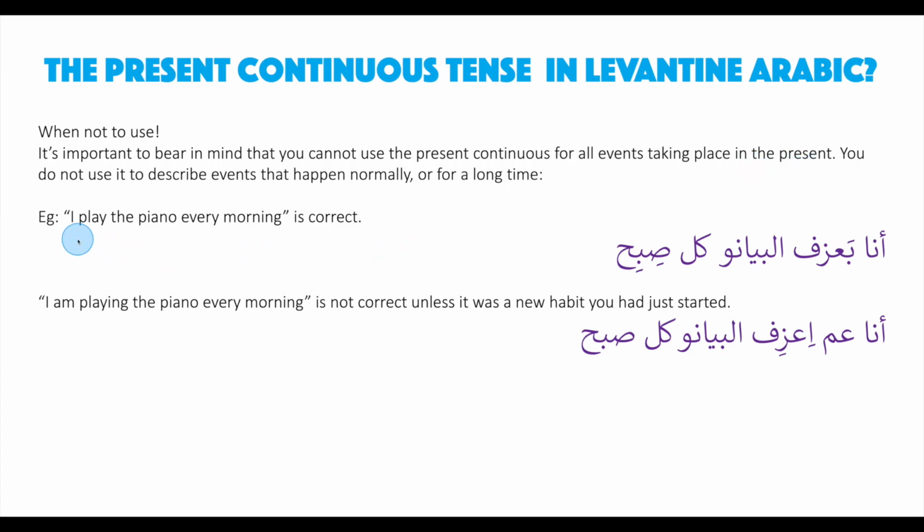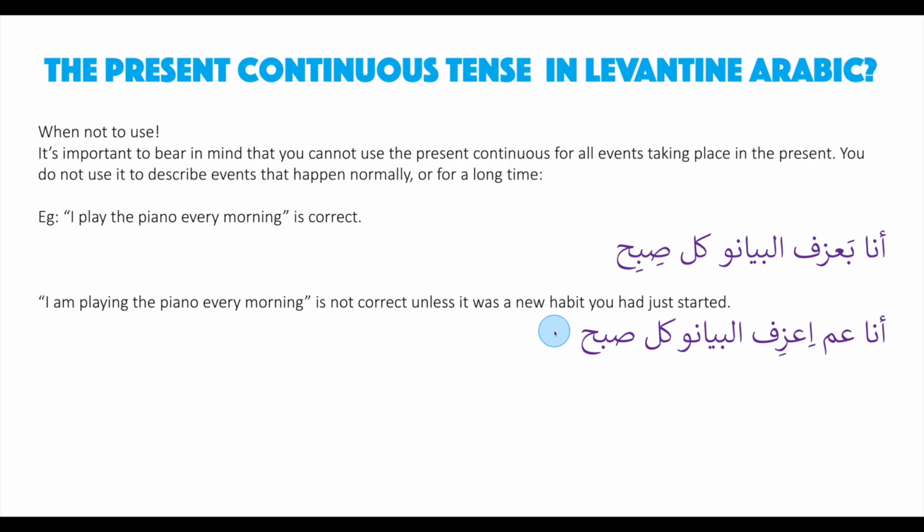Both correct in English and in Arabic. I play the piano every morning, which is correct in both languages, by the way. أنا بعزف البيانو كل صبح. أنا بعزف I play البيانو the piano كل صبح every morning.